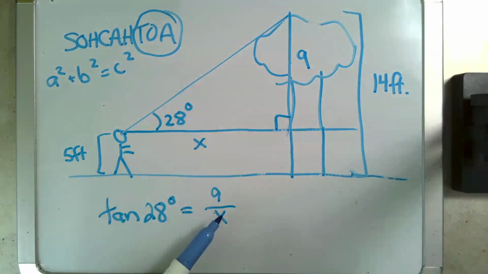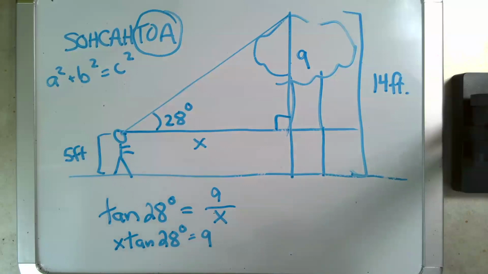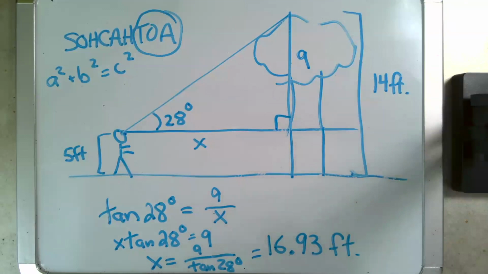So we're going to multiply x to both sides. We're going to divide both sides by tangent of 28. That's one unit. That's a number when you punch it into your calculator. So don't think you've got to divide by 28 and by tangent. That's a single thing. And now I'm ready to put that into my calculator. I notice my degree marks, so I want to make sure my calculator is in degree mode. And I find that my fellow is 16.93 feet away from the tree.